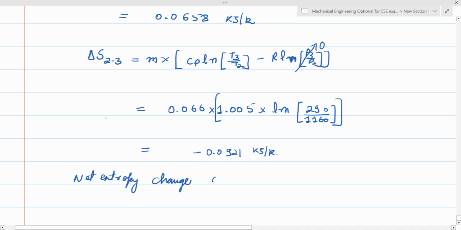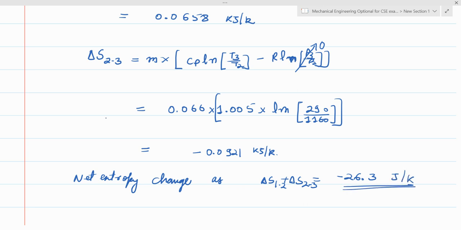Now when we add the total entropy, we get the net entropy change as delta S 1 to 2 plus 2 to 3, which is equal to minus 26.3 joule per Kelvin. This has to be noted: the unit is joule per Kelvin, while here the unit is kilojoule per Kelvin. Because this quantity comes out to be very small, we have used joule per Kelvin here. So we have solved the two questions. Thanks for watching. See you next time.